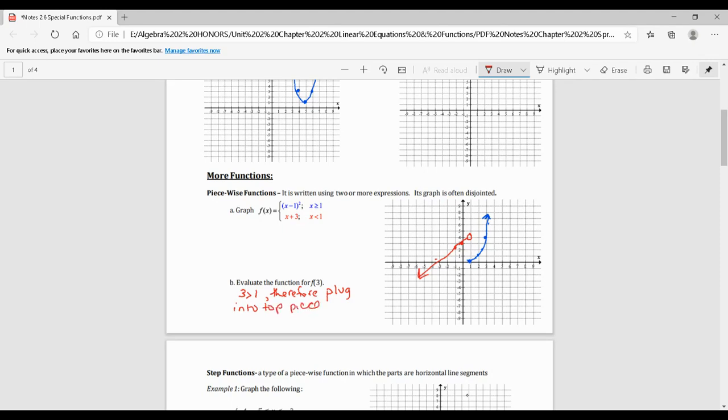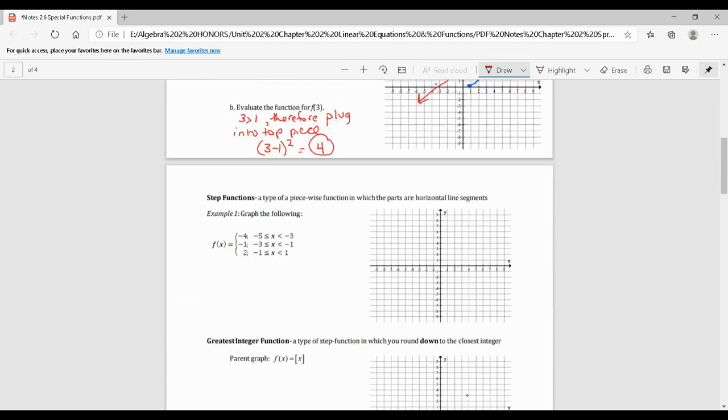So when we do that, we're going to have 3 minus 1 all squared, and that gives me 2 squared, which is 4. So f of 3 equals 4. And we can even look at that on our chart. Here's the x value of 3. Let's go up. Bingo. It hits at 4. Okay, so with our piecewise functions, you can think about graphing each individual equation, but then make sure to erase the parts depending upon what our domain needs to be.